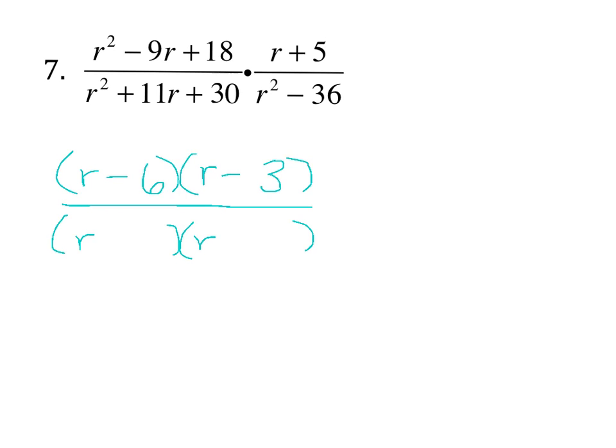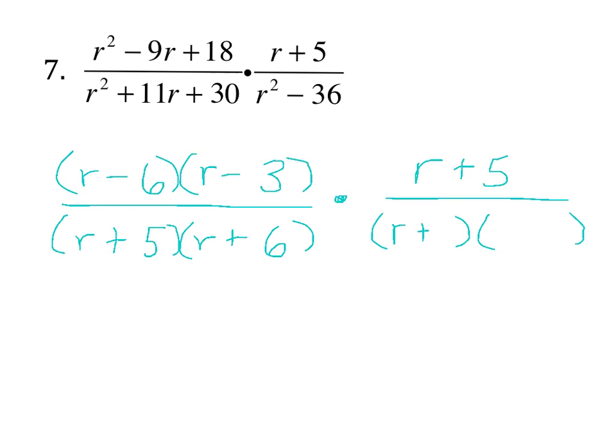So if I have 30, 5 and 6 multiply to 30, and they add to 11. We can't factor r plus 5, so we'll just leave them be. R squared minus 36 is a difference of squares, so that'll factor into r plus 6 and r minus 6. Now we can see what will cancel.